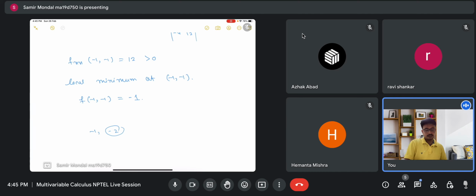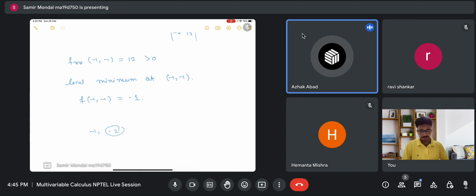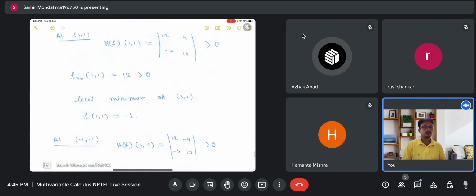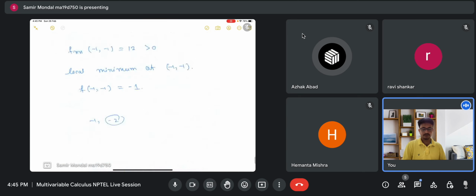Also, sir, this function is not an injective function. Yes, because at (1, 1) and (-1, -1) we are getting the same value. It's not an injective function.